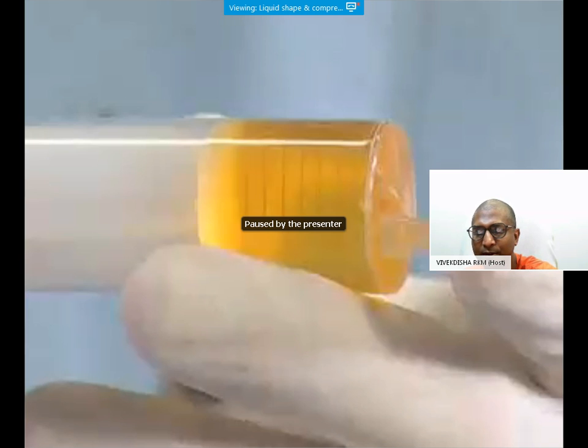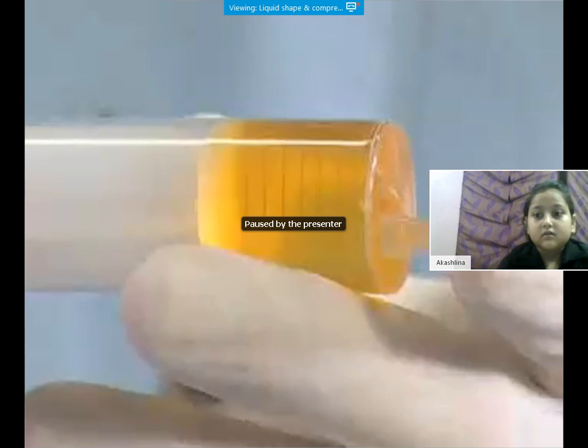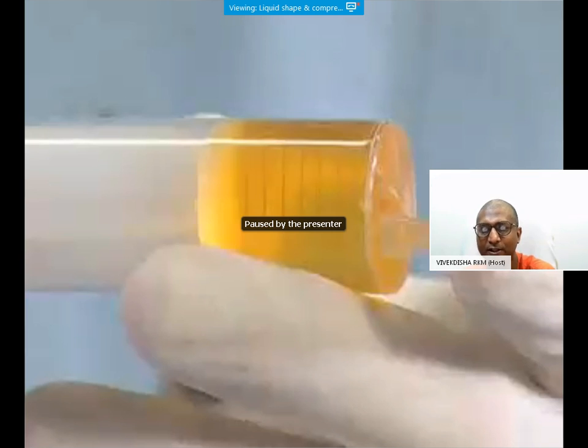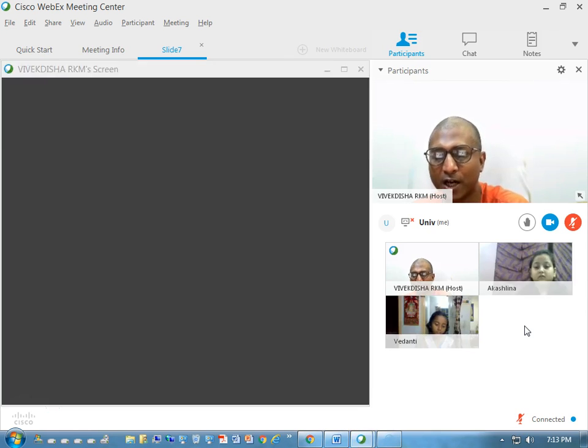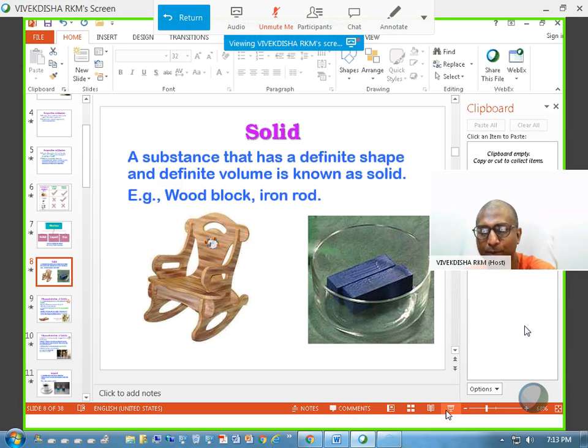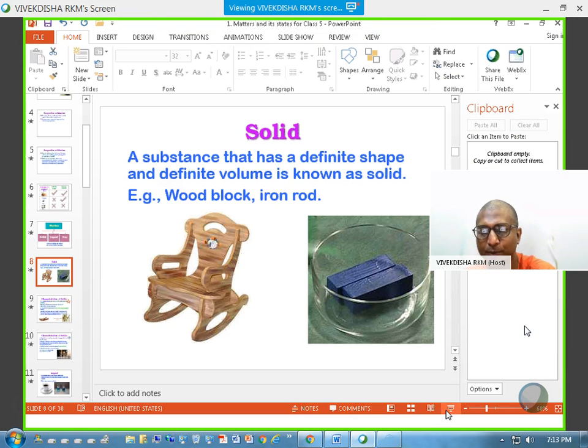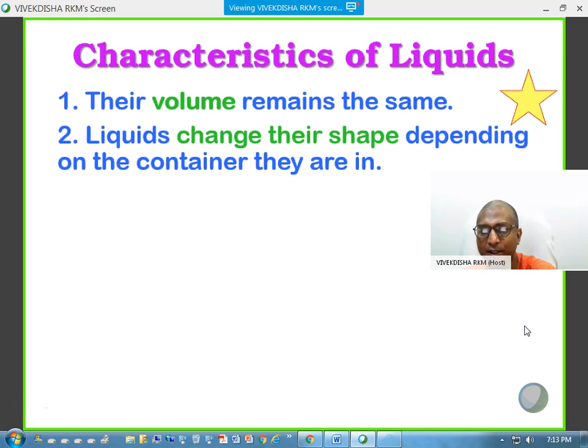Liquids are difficult to compress. Yes, liquid is hard to compress. So compressibility is here. We are observing the compressibility. Liquid is hard to compress, so compressibility is very low. We can say that also.